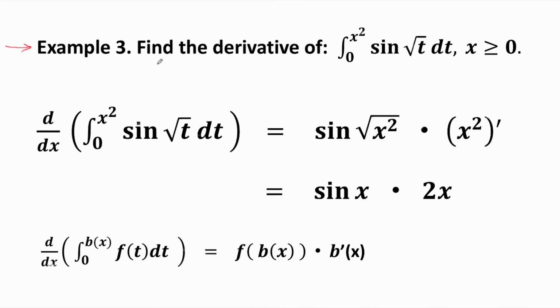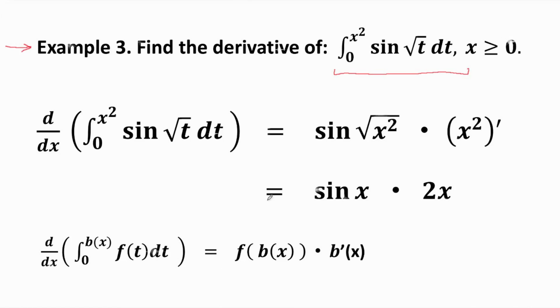Example 3. Find the derivative of the function, integral from 0 to x squared of sine of the square root of t dt. By the chain rule and the first part of the fundamental theorem of calculus, the derivative of this function is sine of the square root of x squared times the derivative of x squared. This is equal to sine x times 2x.